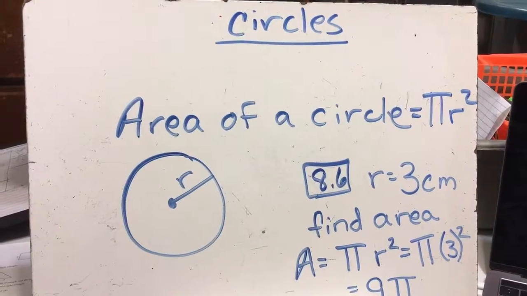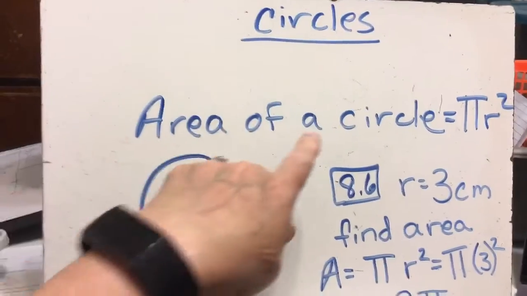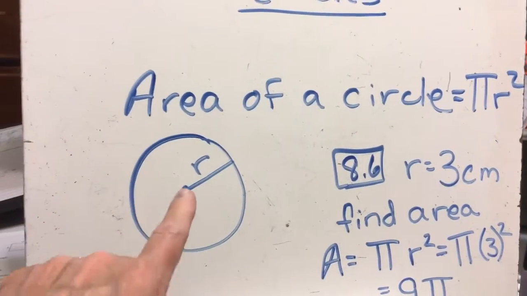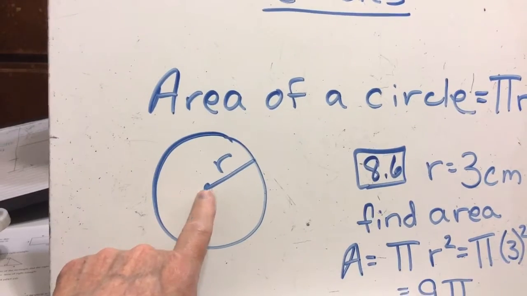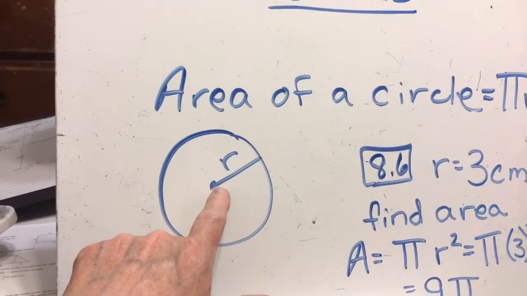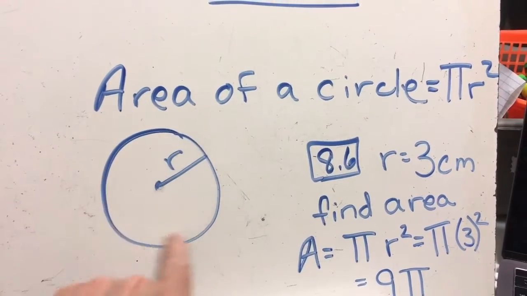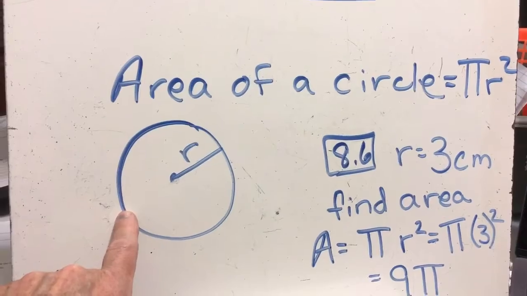Now we're moving on into area of a circle. The area of a circle has a formula, pi r squared. And r is the radius, remember, of a circle. We talked about perimeter or distance around, which is called the circumference of a circle. And here we have the radius is halfway through the diameter of a circle.